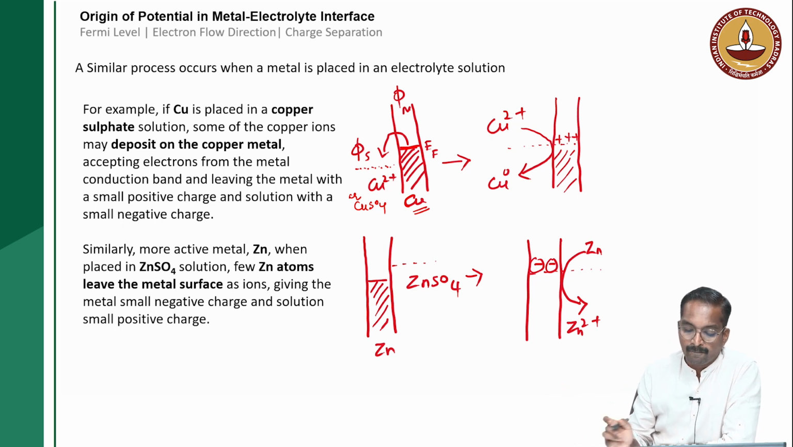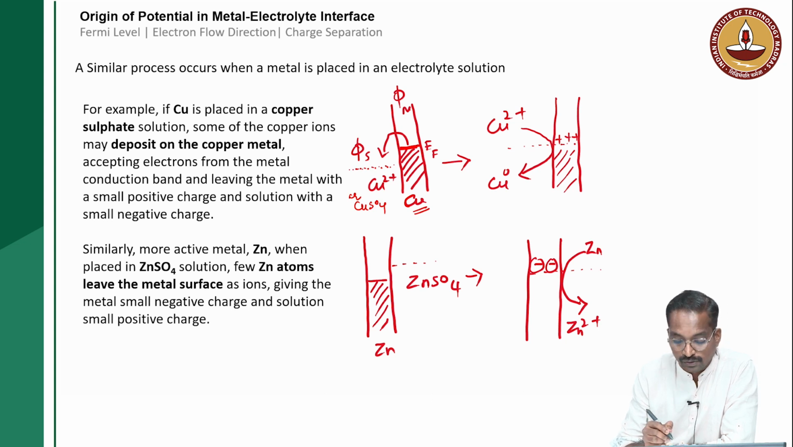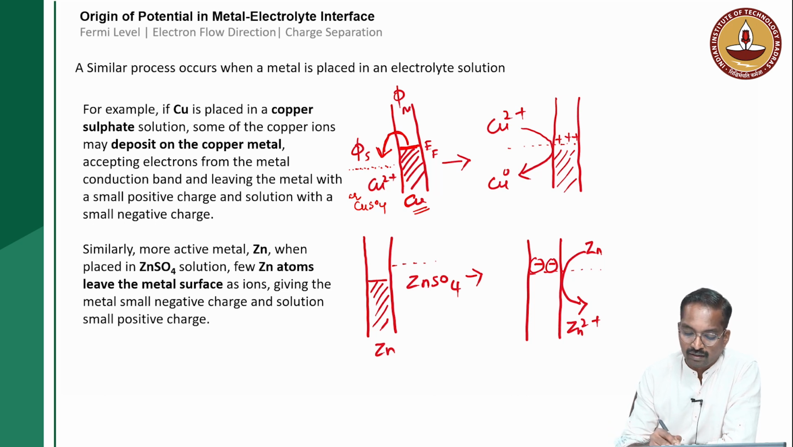Now the copper, since it is at a higher Fermi level, at higher energy compared to the LUMO, the lowest unoccupied molecular orbital of the copper 2 plus in the solution, the electrons will leave the electrode and land in the solution. Where will they go in the solution? They will go to the copper 2 plus in the solution. So, the copper 2 plus will take the electron from the copper and reduce to copper 0, which is nothing but copper plating. So, the copper will plate on the electrode. Copper 2 plus will be converted to copper 0.